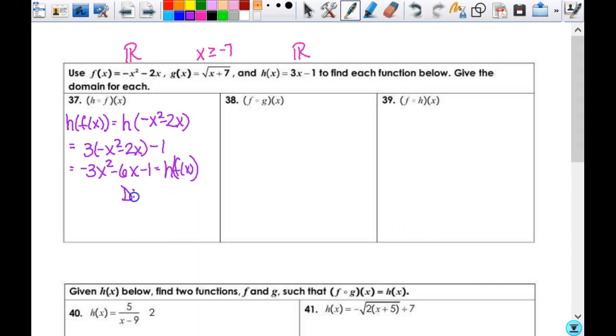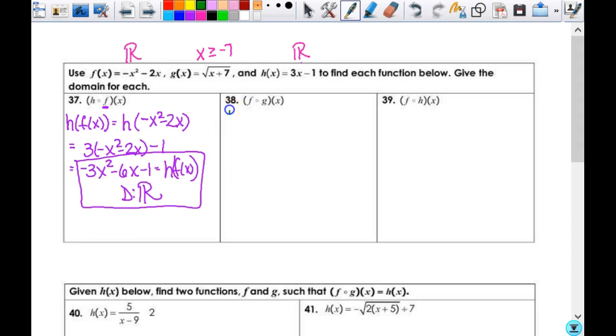Then I need to look at the domain. So remember, the domain of the composition is the domain of f, which is all real numbers, as long as all of the outputs of this domain live in the domain of this. Well, the domain here is all real numbers. So it will remain that as long as all of the outputs of f, so all of the y values I would get, live in all real numbers. And they do, because no matter what they are, they live in all real numbers, so we're good, and our domain is all real numbers.